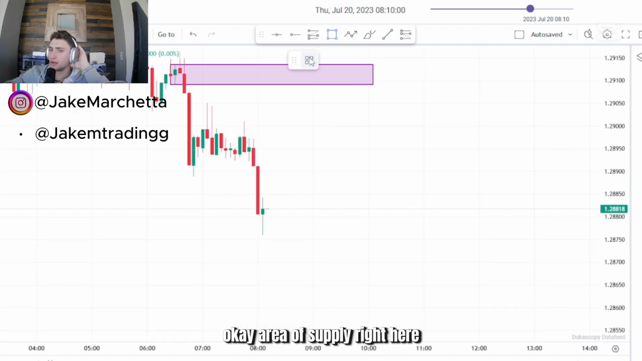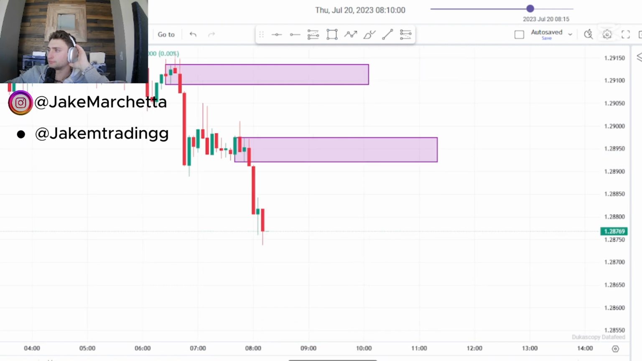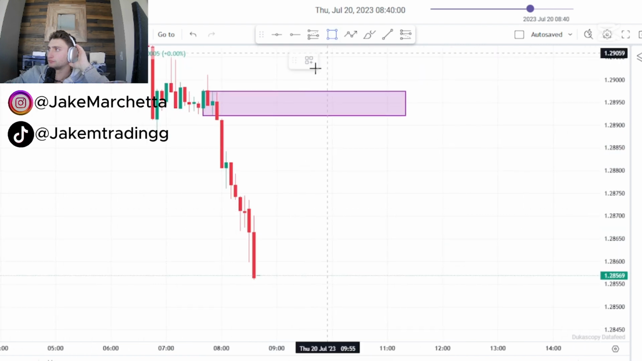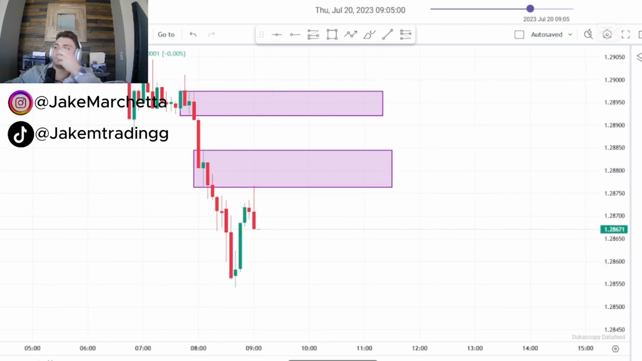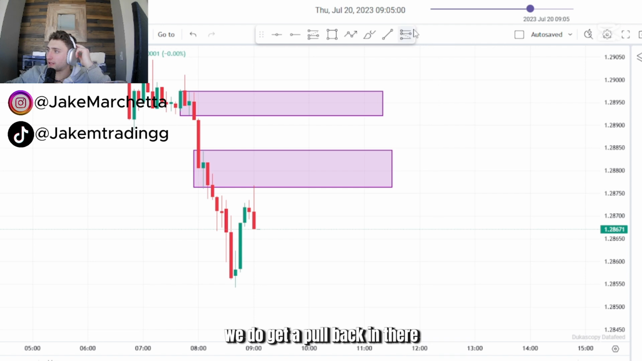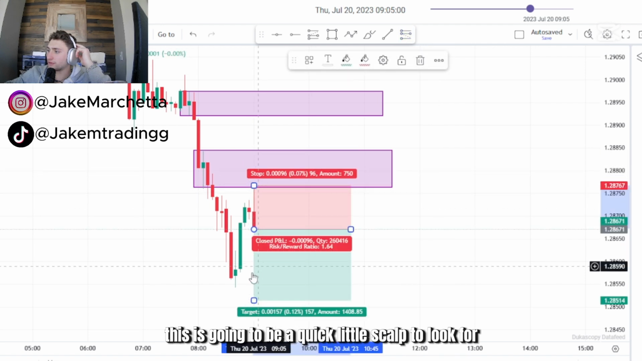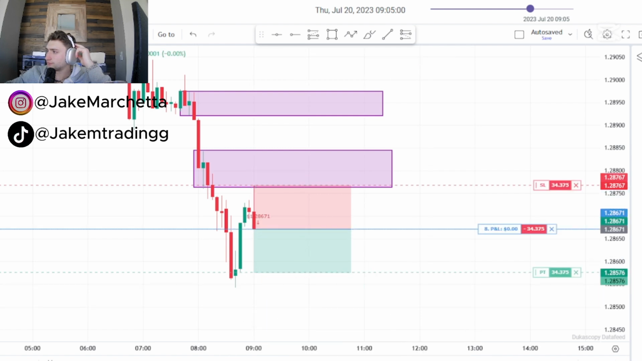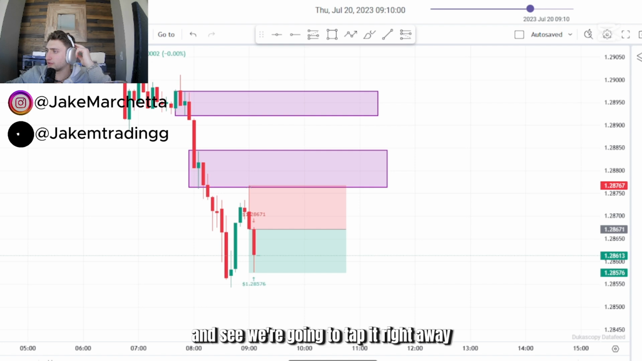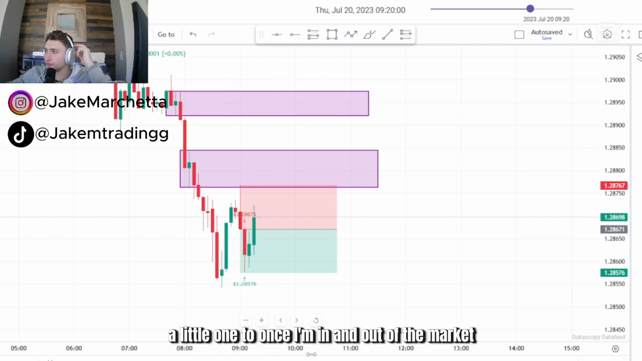Okay. Area of supply right here. Again, area of supply. We do get a pullback in there. I like that rejection. This is going to be a quick little scalp to look for. And see, we're going to tap it right away. That's why I look for quick little one-to-ones. I'm in and out of the market.